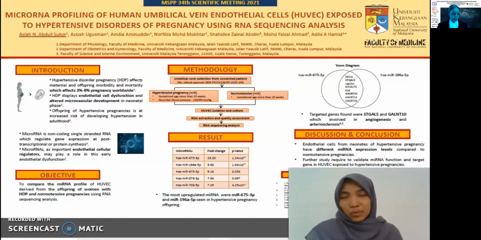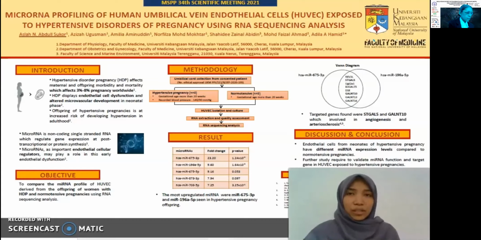In this study, we want to compare normotensive and hypertensive microRNA profiling by using RNA sequencing analysis. 8 normotensive pregnant women and another 8 hypertensive pregnant women were involved in this study. After we collected 16 umbilical cords, we did isolation and culture, extracted the total RNA from the cells and performed the RNA sequencing analysis.